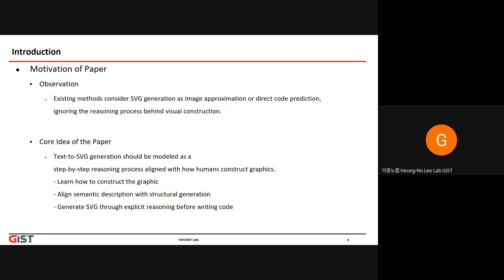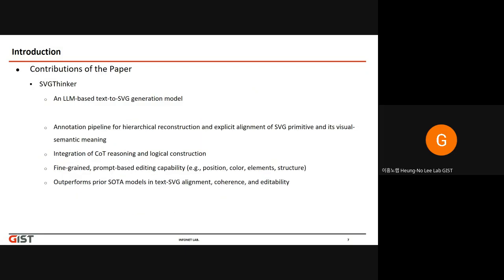So the model should learn how to draw a graphic and align the semantic description with each drawing path, and the file should be generated explicitly by reasoning before writing code. The main contribution of the paper is SVGThinker, which is an LLM-based text-to-SVG generation model.